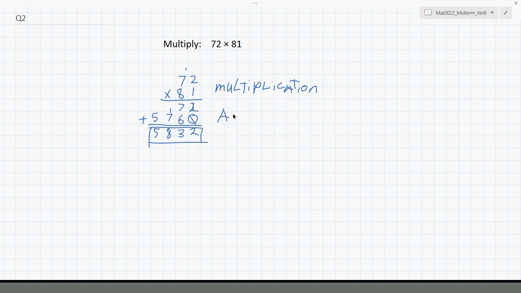And then we did our addition. I have really bad handwriting, but there we go. That's how we do that.